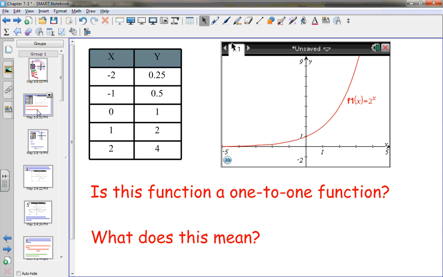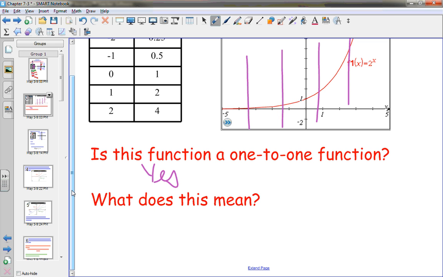So if it is a one-to-one function, what does that mean? Is this a one-to-one function? Yes. How do you know? Because there are no repeated x values, meaning it passes the vertical line test. Meaning for every x, it has chosen exactly one y. So yes, this is a one-to-one function.